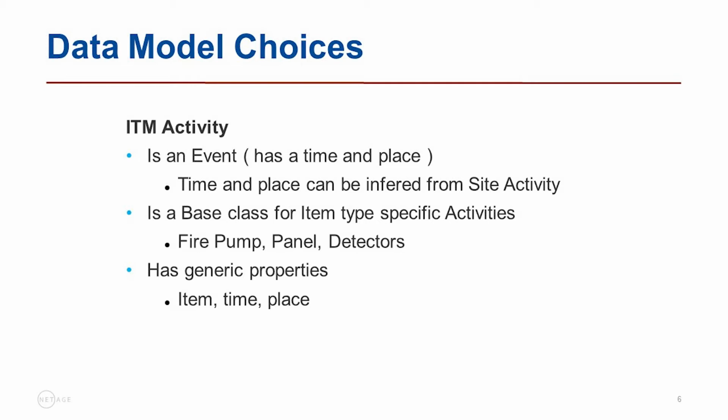The ITM activity is basically a base class, and I explained that in the graph model, where you can have layers of classes, and on a higher level you have a higher abstraction of information. We tried to document that in the PDF that was circulated before the workshop. So it's a base class for item-specific activities. You have another class for fire pump inspections or panel activities, and detectors activities for smoke detectors, where you will find certain properties for these specific activities. The ITM activity has the generic properties: it points to a certain item, a time, and a place.